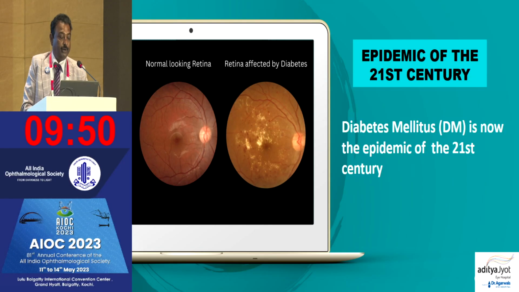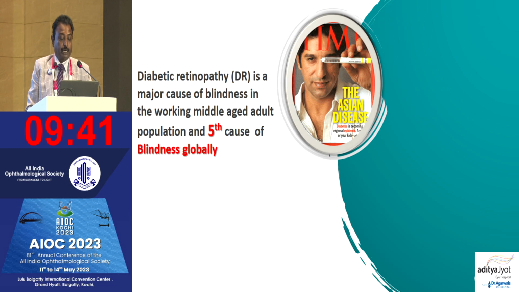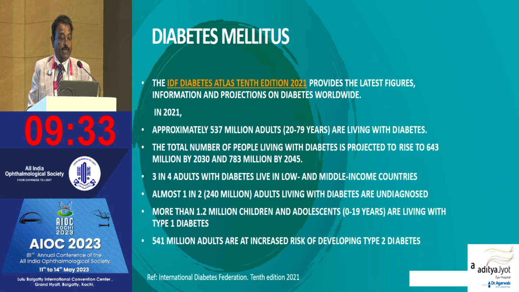Here you see a normal-looking retina and a retina affected by diabetes, because diabetes mellitus is now the epidemic of the 21st century. Diabetic retinopathy is a major cause of blindness in the working middle-aged adult population, and the fifth cause of blindness globally. The IDF Atlas 10th edition 2021 provides the latest figures and projections on diabetes worldwide. In 2021, approximately 537 million adults between 20 and 79 years were living with diabetes.